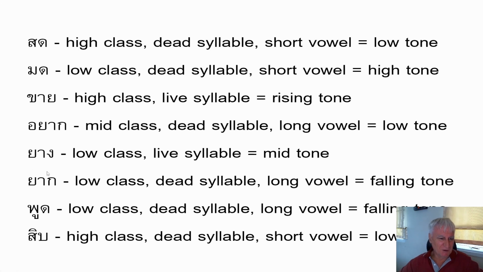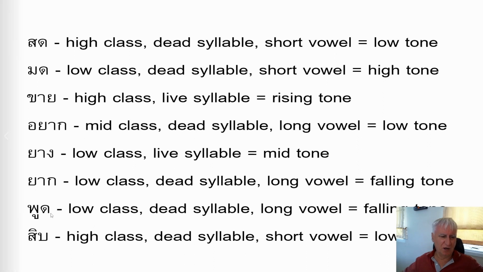And our next example is fairly similar, but the final consonant on this word is the gor gai, which makes an unreleased K sound. It's got a falling tone, and this word means difficult in Thai. So yor yak is a low class initial consonant. Because of that gor gai final consonant, it's a dead syllable, but we've got the long sara-a vowel. So those three things give the word a falling tone. You know, if you want to say that something's difficult to do, you start off with a fairly high tone, and it falls off at the end.